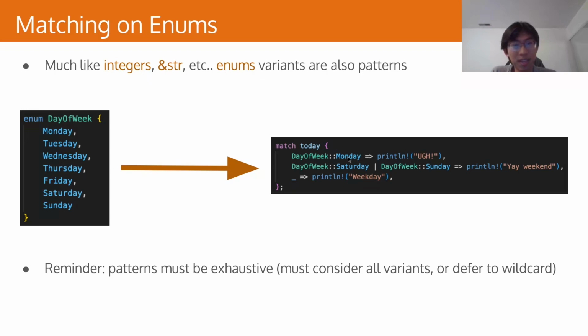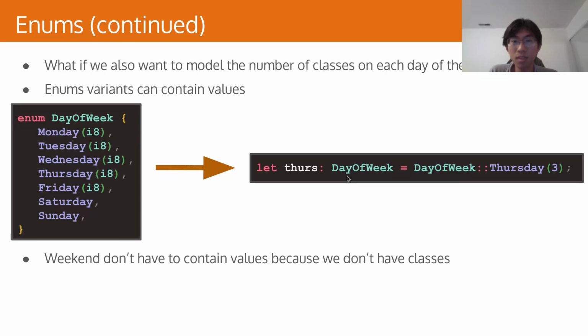So if today is Monday, then we can print a. If it's Saturday or Sunday, we can print yay weekend. So this pipe symbol in the middle represents union, and it's basically like "or" for these two cases. And then remember, we need this wildcard at the bottom to match the remaining cases, and the remaining cases are weekdays. So again, the key thing to remember about match statements is the patterns must be exhaustive. You must cover all the possible cases.